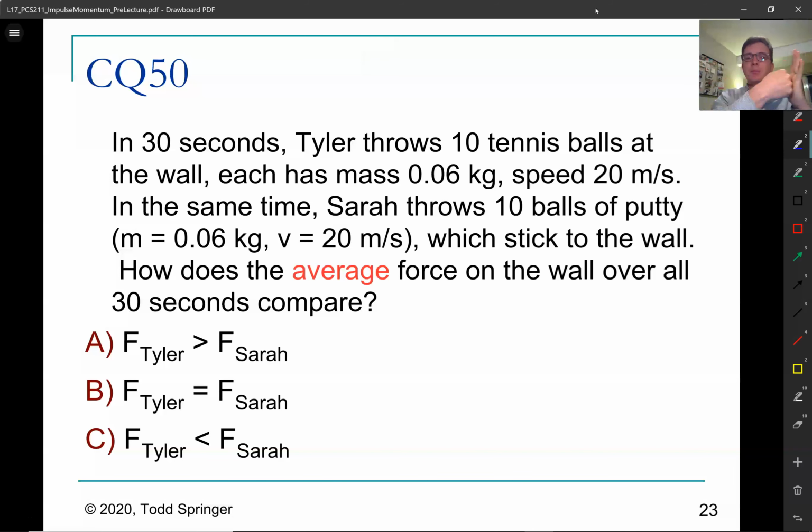So the tennis balls are bouncing off the wall, and the putty is sticking to the wall. And I have a simple question for you, which is, what is the average force on the wall, or how does it compare for those two students? In other words, over 30 seconds, when they've both thrown 10 of those things at the wall, and some of the tennis balls have bounced off and the putty is stuck to the wall, which one is going to be exerting a bigger average force on the wall over all 30 seconds? So we have the choices there. Tyler's is bigger than Sarah's, Tyler's equal to Sarah's, Tyler's less than Sarah's. We will discuss this further in class.